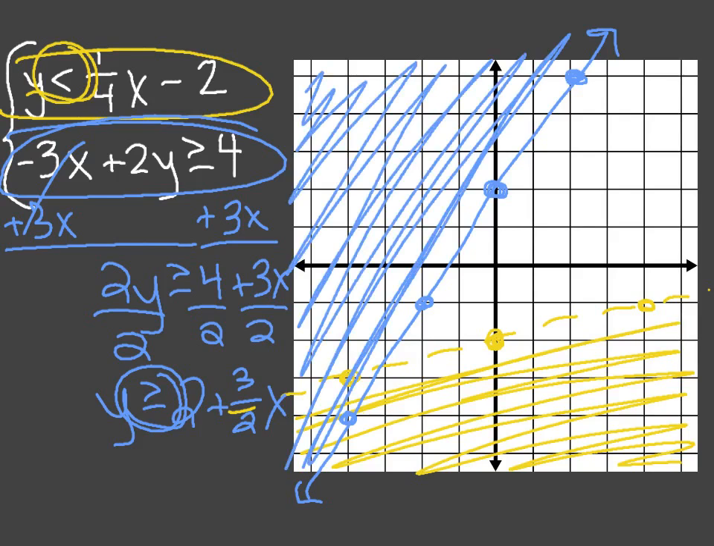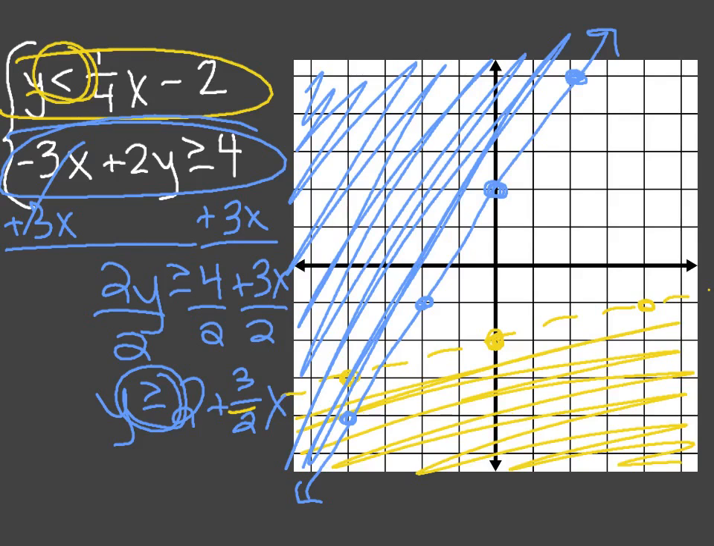Now, what's really important is we need to look for where the shadings, or where the solution sets overlap. So where did my yellow solution set and my blue solution set completely overlap each other? Because the area that they overlap is the solution set to the entire system. So it's really important that we have that overlapping area. And once I find that overlapping area, I'm going to go back and shade that part extra dark, or shade that part in another color.